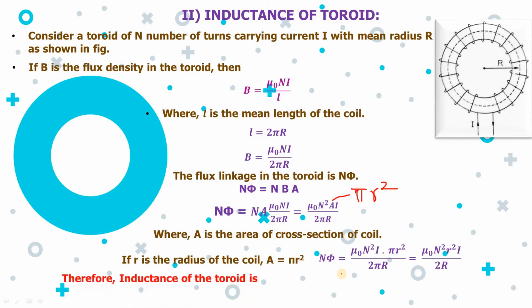Therefore the inductance of the toroid is given by the expression L is equal to mu naught N square r square by 2 R. Why? Because you know very well L is equal to N phi by I. So N phi by I, the self inductance, is mu naught N square r square by 2 R. This is the expression for inductance of the toroid, where small r is the radius of the coil and capital R is the mean radius of the coil. So that is about the second application.